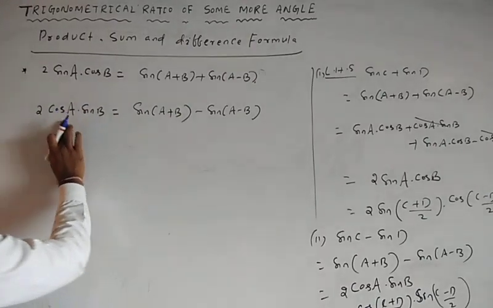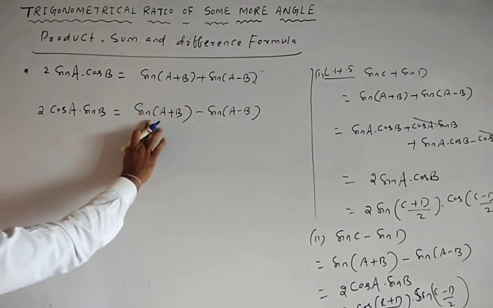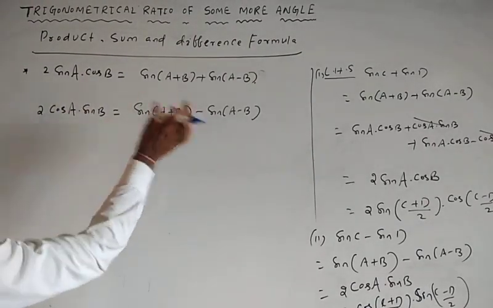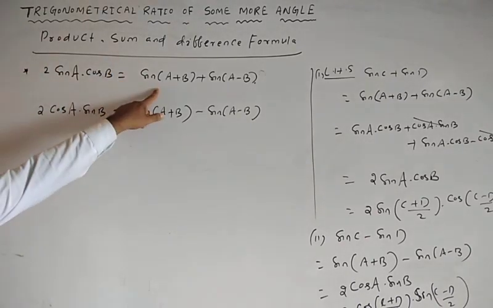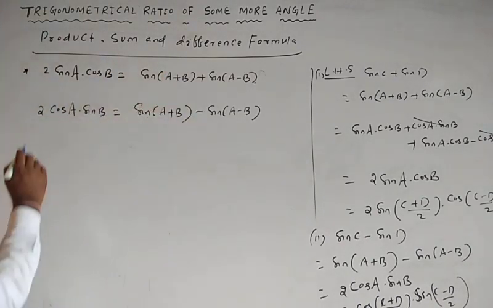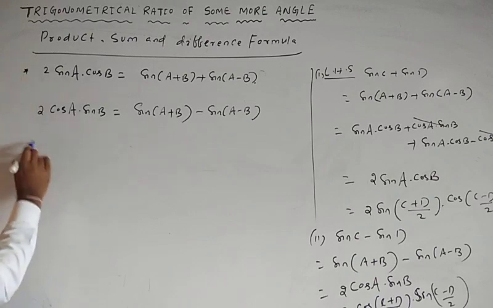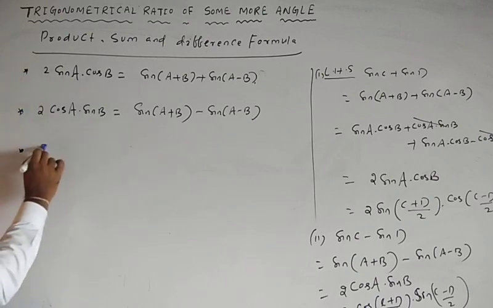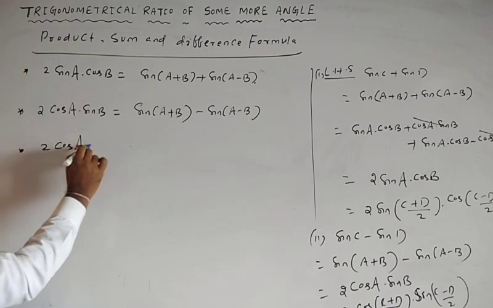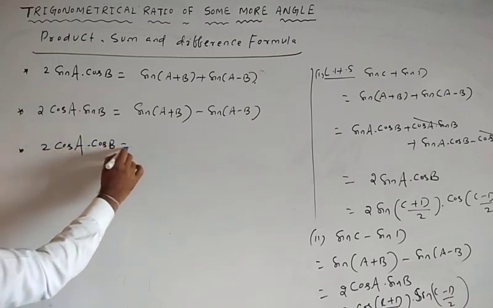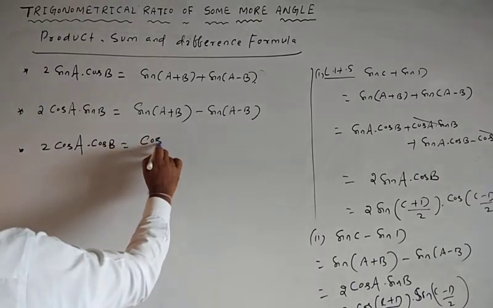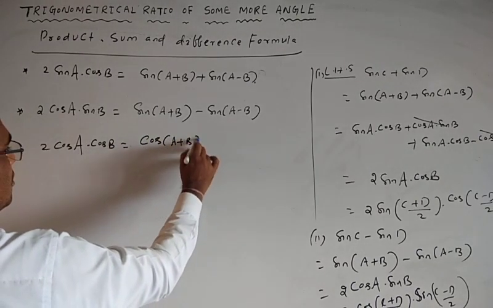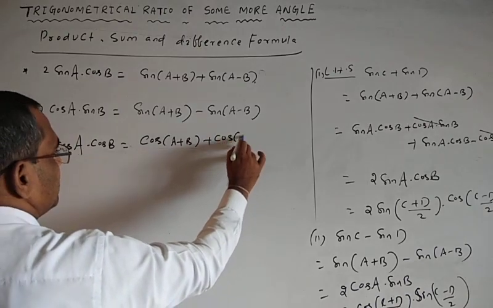So sin A plus B minus sin A minus B. 2 sin A cos B means sin A plus B plus sin A minus B. Next, 2 cos A cos B. So 2 cos A cos B means cos A plus B plus cos A minus B.